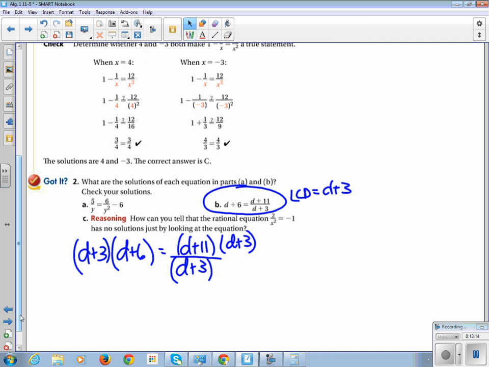And when I do that, D plus 3 divided by D plus 3 is 1. I have only my D plus 11 on the right-hand side. I'm going to FOIL this guy out.